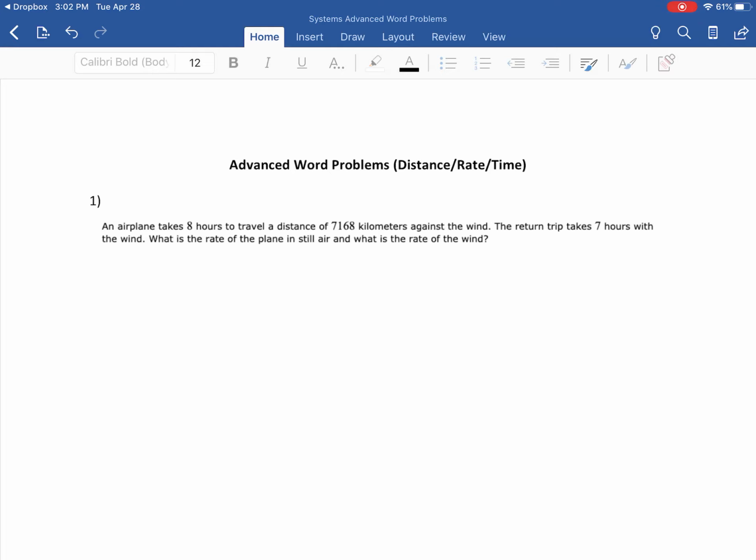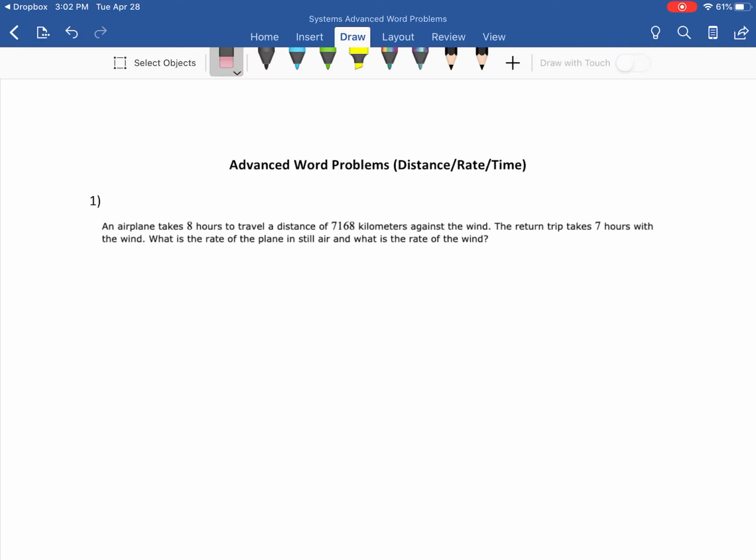So we're going to look at more advanced word problems, which are going to be all about distance, rate, and time. So everything is going to be based off of this equation. Distance is equal to rate times time.